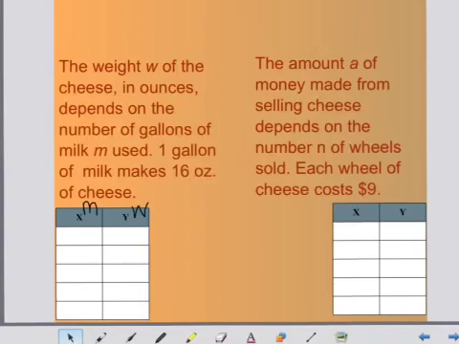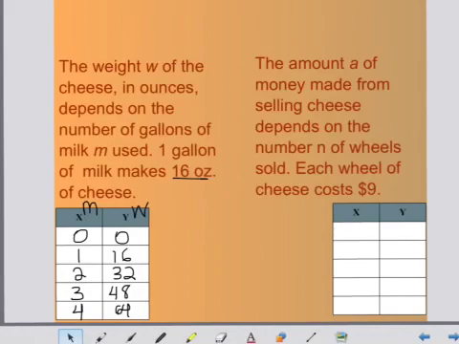Let's say you have 0 gallons of milk, that's going to make 0 ounces of cheese. If you have 1 gallon of milk, that's going to make 16 ounces of cheese. 2 gallons will make 32 ounces. 3 gallons will make 48 ounces. And 4 gallons will make 64 ounces.